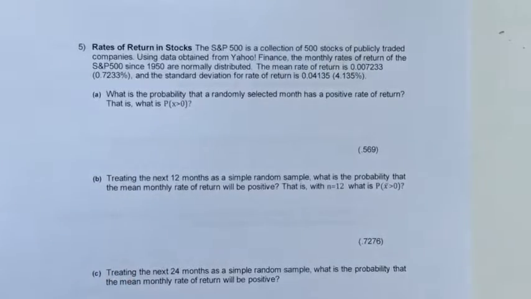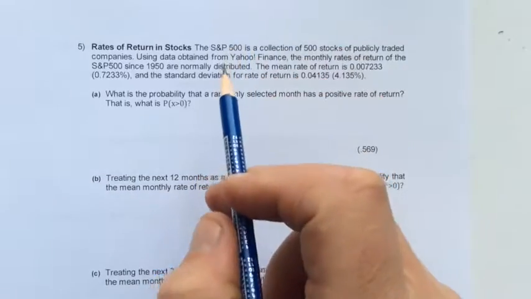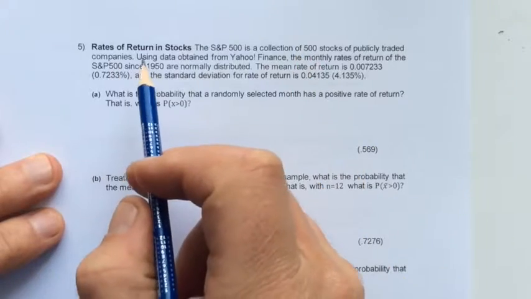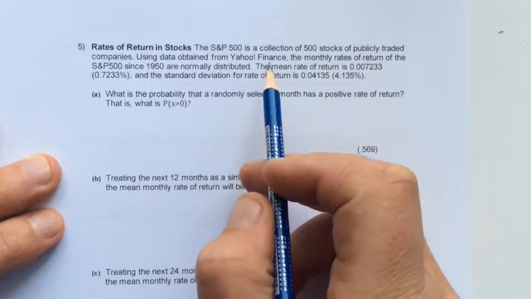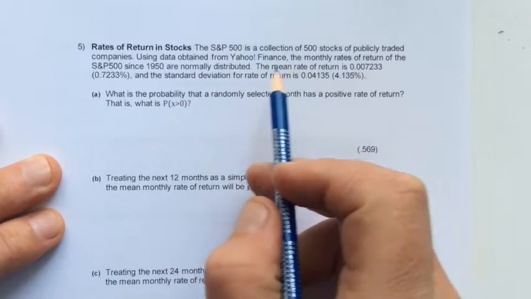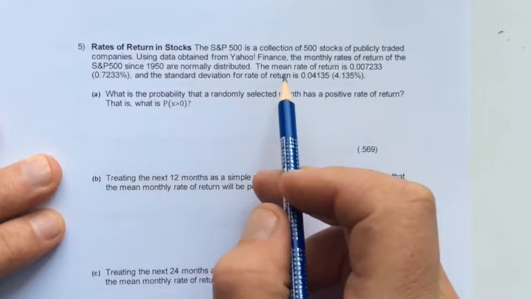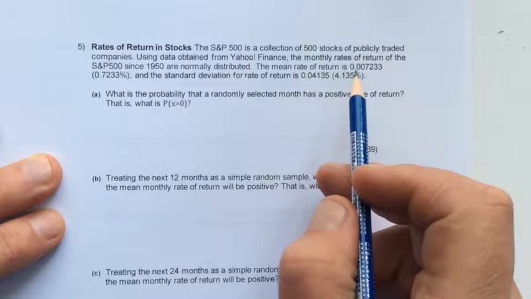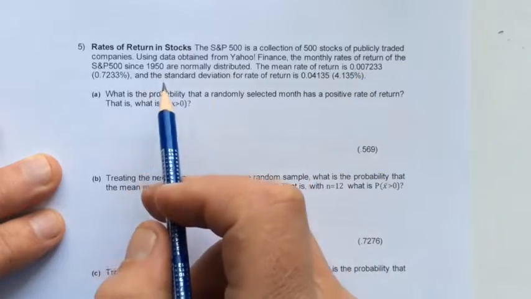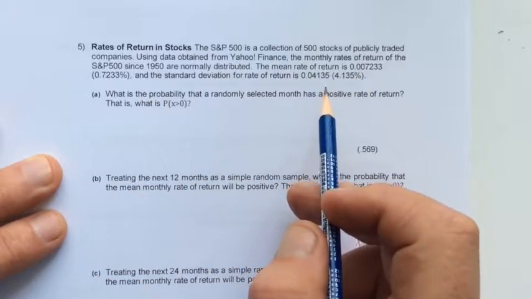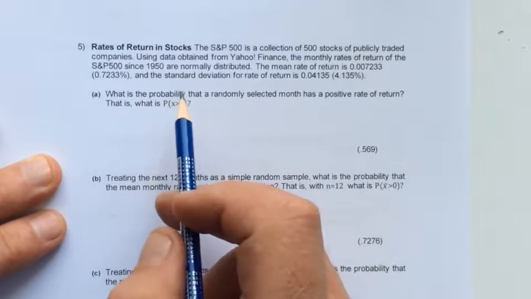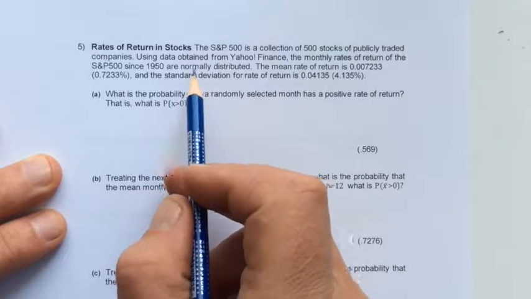Okay, here's number 5. S&P 500 stocks. Use the data from Yahoo Finance, the monthly rate of return. That means how much you get monthly since 1950. The average rate was 0.007233 and a standard deviation of 0.04. And it's normally distributed.